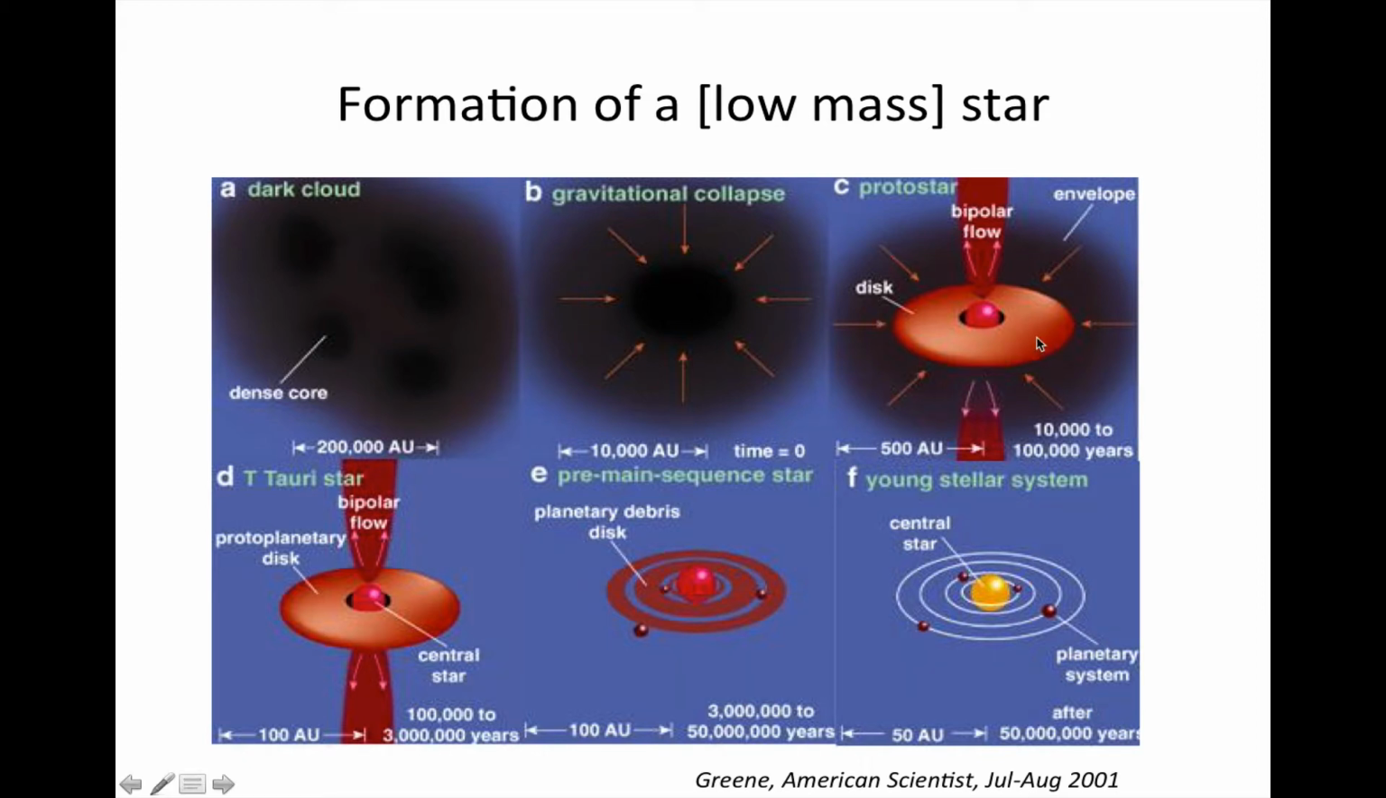They fall into a disk from which it spirals in to the central object. And so here, this is what you have. Notice the length scale has gotten smaller. We're now at a length scale of 500 AU because gravity has been winning. Gravity has been pushing in. And it's about 10,000 to about 100,000 years.